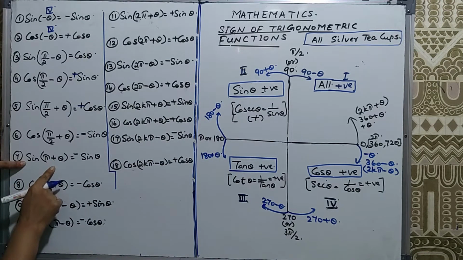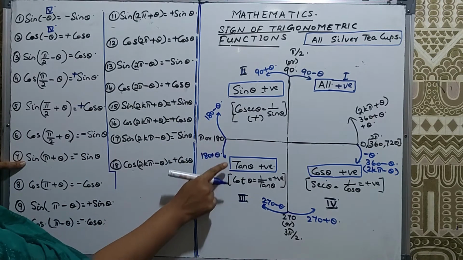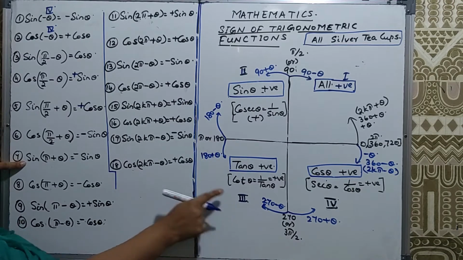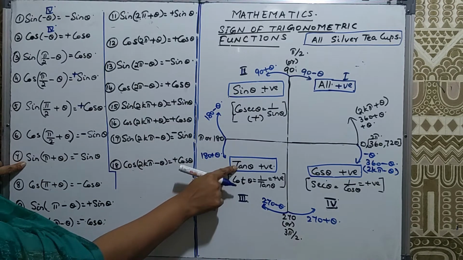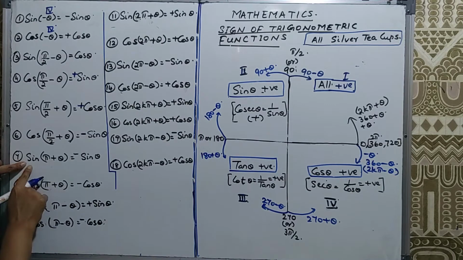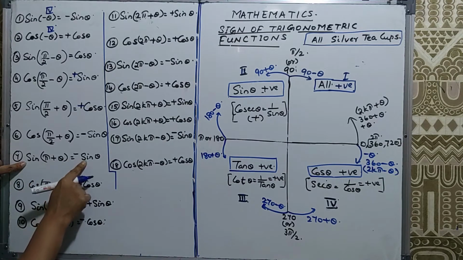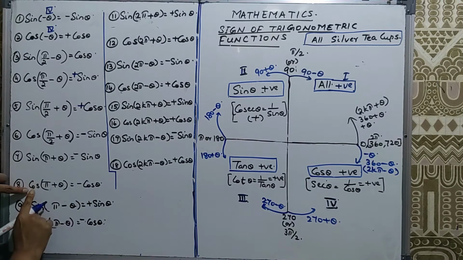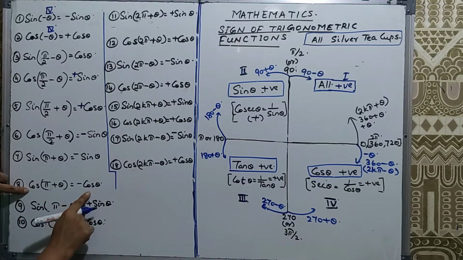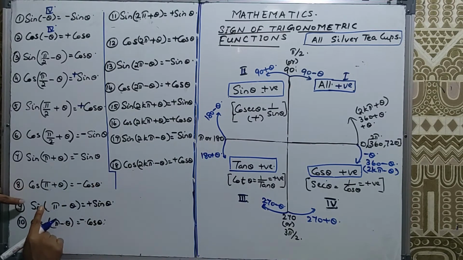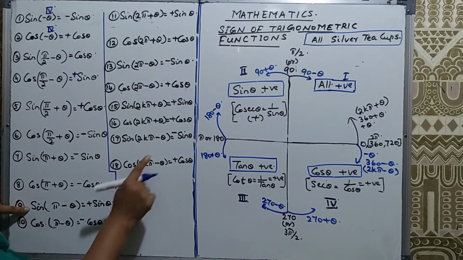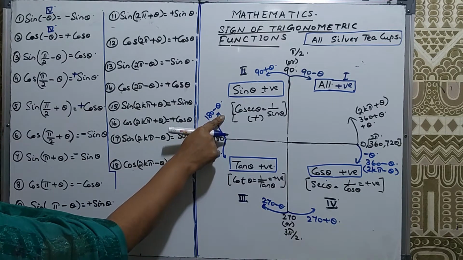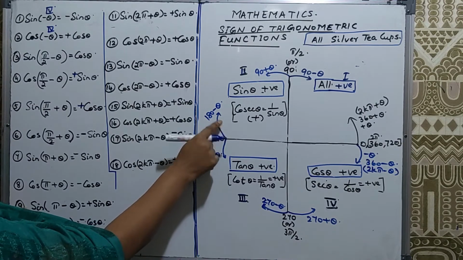Now sin 180 plus theta. 180 plus thetas belong to third quadrant. So in the third quadrant only tan will be positive. That means sin 180 plus theta will be negative in the third quadrant. Cos 180 plus theta is also negative in the third quadrant. Now next one, sin 180 minus theta belongs to the second quadrant.